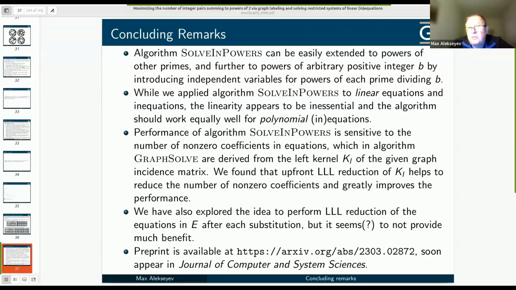I tried also to perform reduction on every step. We create a new set of E in the recursive calls. However, it looked like it doesn't provide much benefit, but maybe I did it wrong. So I really would like to explore more in that direction, because it seems like it should help, but somehow I was not able to get it right away.